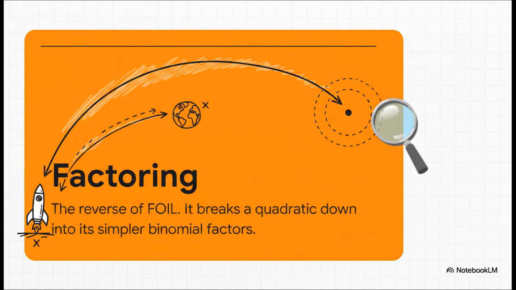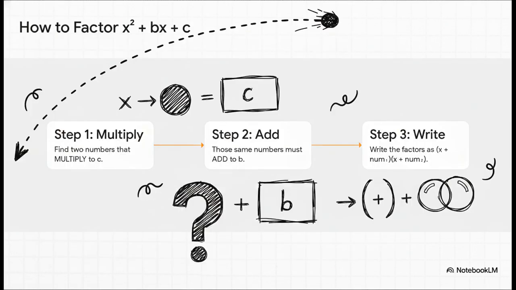Okay, so what if we wanted to do that in reverse? Well, that's called factoring. It's like taking the final flight path of our rocket and reverse engineering it to figure out its original launch settings. This is actually how we find some of the most important pieces of information, like where the rocket is going to land. And here's how it works.